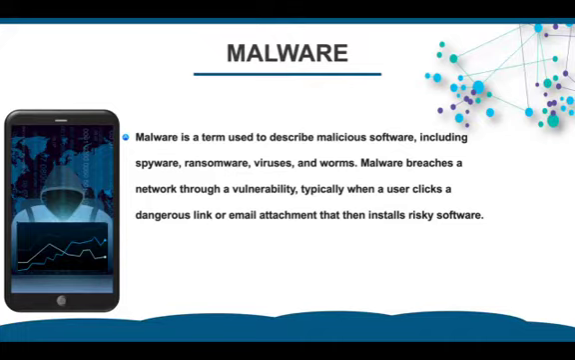And then we have ransomware, where the attacker uses it to take control of a system, and mostly they require you to pay a ransom before you are given access back to your system. And then we have viruses, which affect the computer, and then we have worms. Malware breaches a network through a vulnerability, typically when a user clicks a dangerous link or email attachment that then installs risky software.